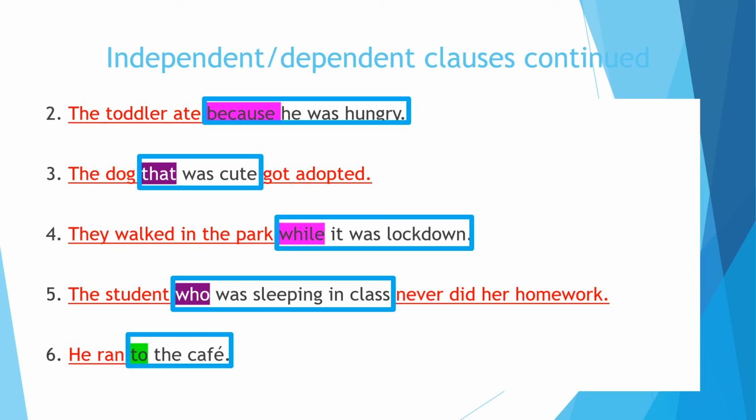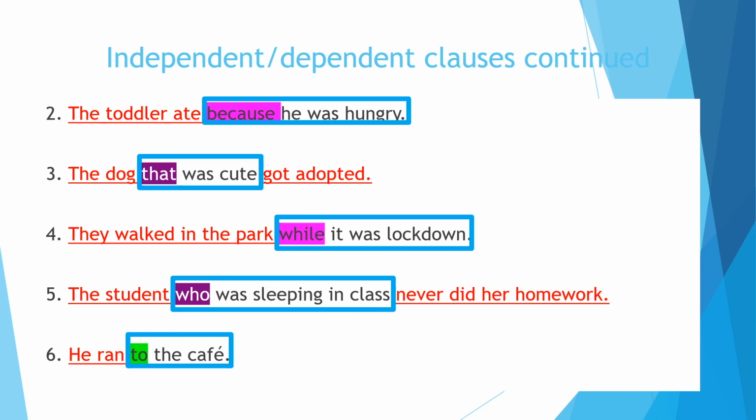Does it have a subject? Yes, the student. Does it have a number? Yes, there is one student, so therefore it is singular. Does it have a tense? Yes. So in the sentence, "the student who never did her homework" is the main or independent clause of the sentence. "Who was sleeping in class" is the dependent or subordinate clause.